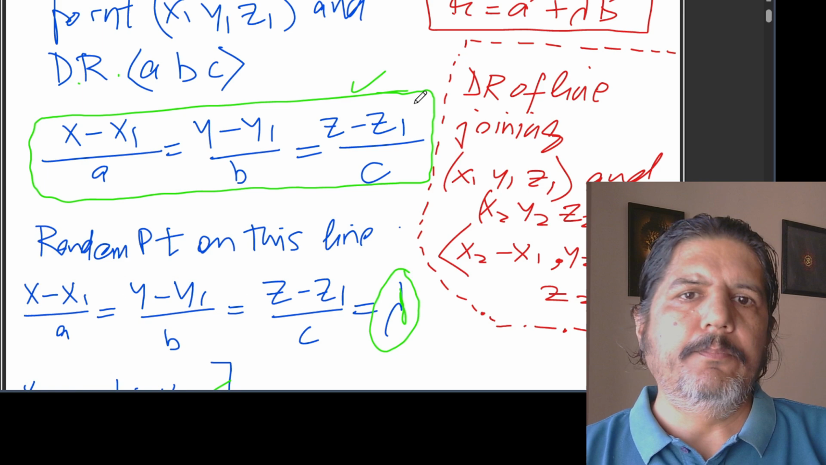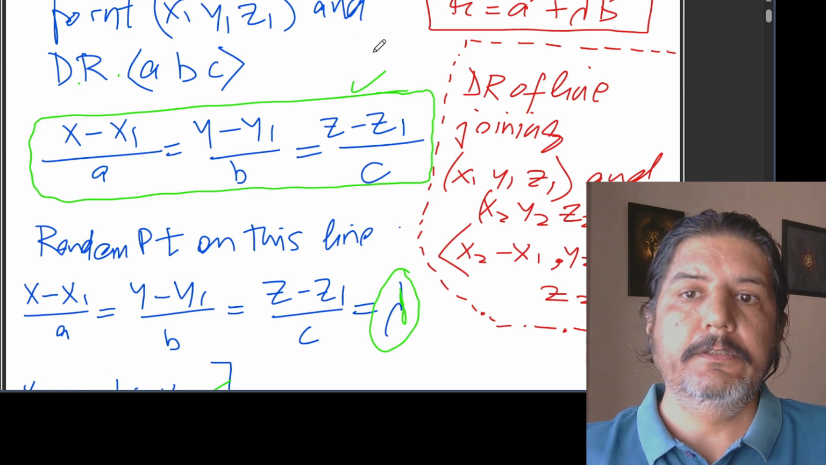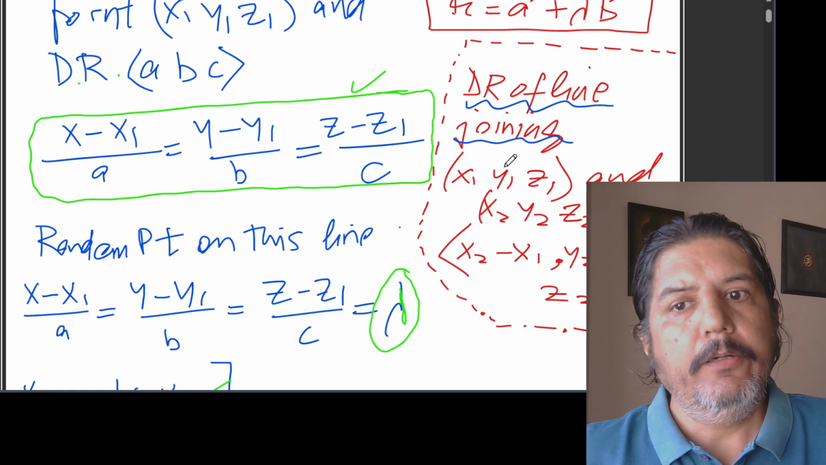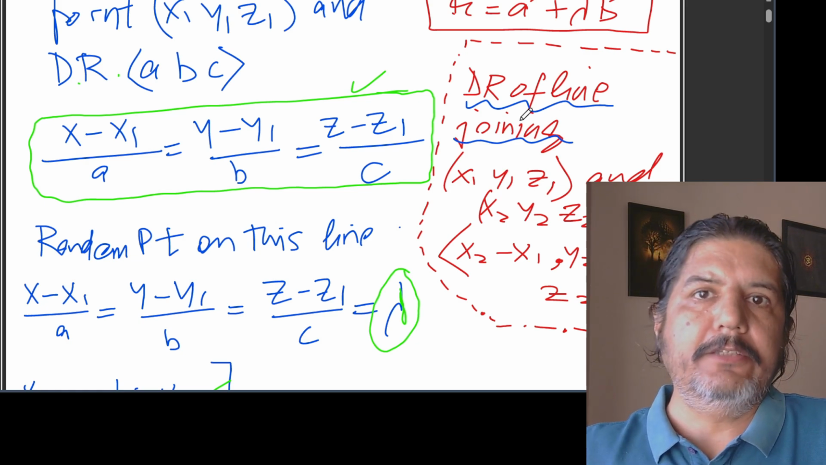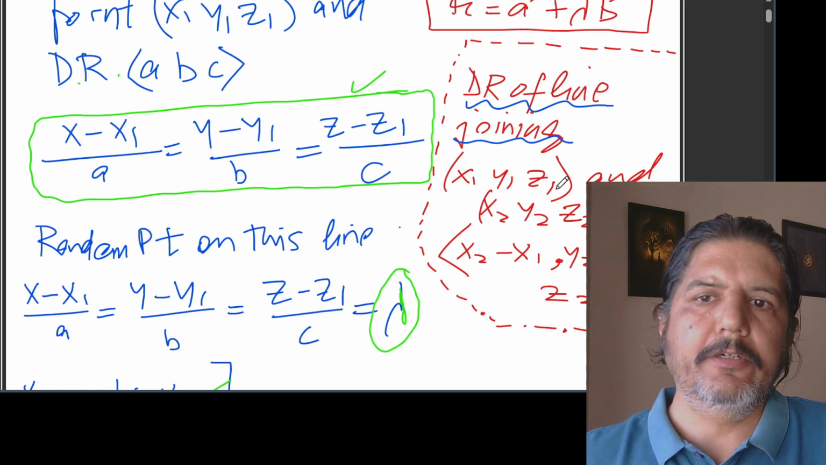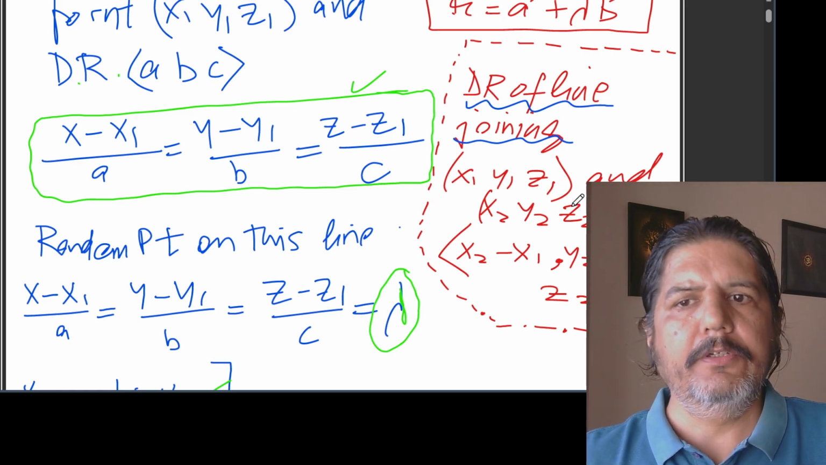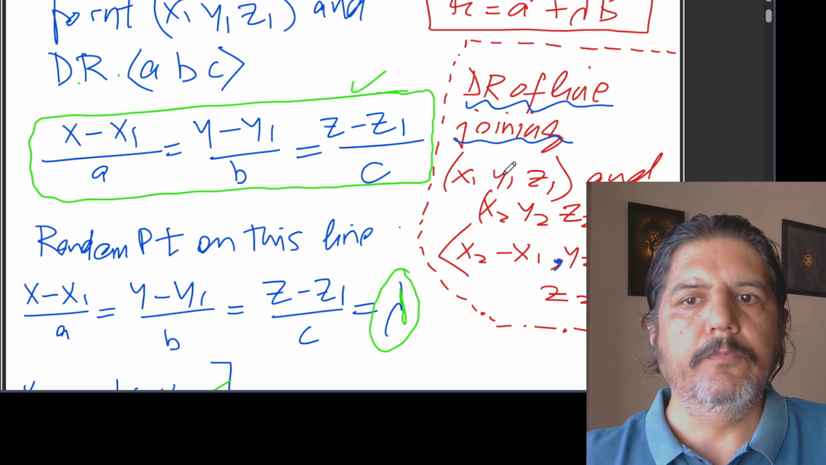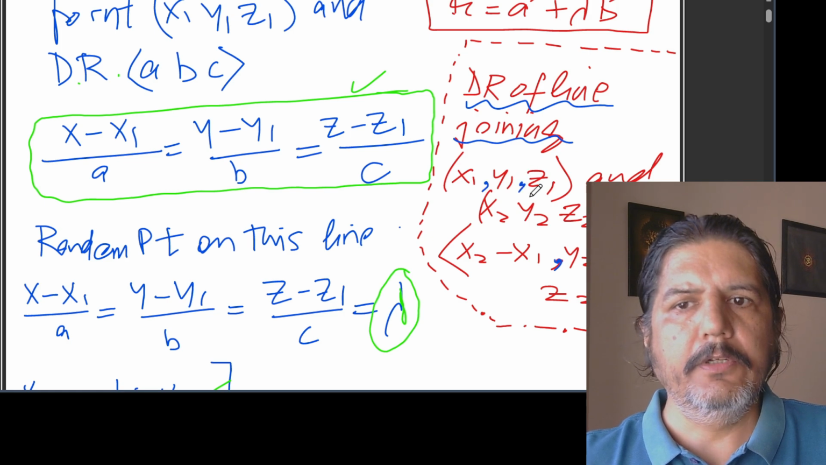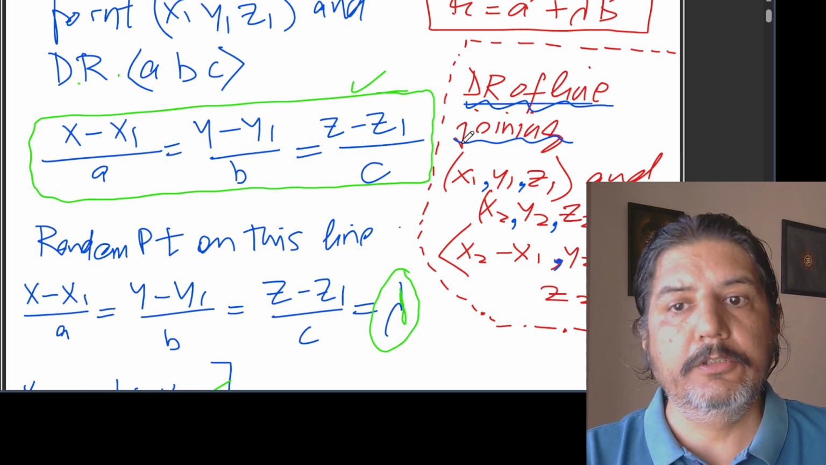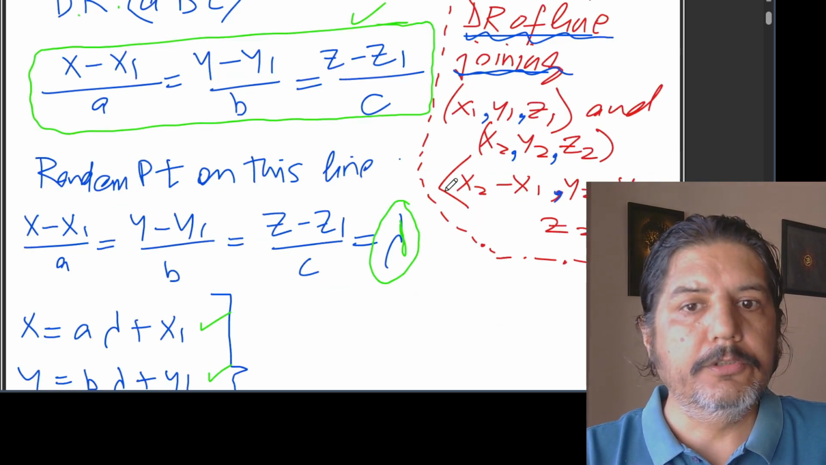Another important fact I want to discuss is the direction ratio of a line joining any two points x1, y1, z1 and x2, y2, z2. The direction ratio of the line joining any two points is given by x2 minus x1, y2 minus y1, z2 minus z1. So these three would be the direction ratios of the line joining x1, y1, z1 and x2, y2, z2. This is an important point, and we'll be using it in the questions which we'll be discussing now.